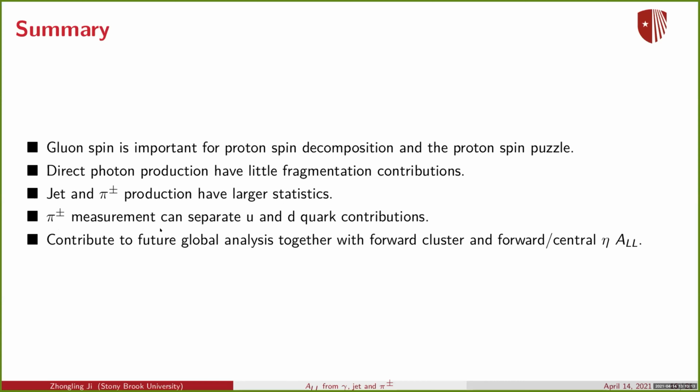Charged pion measurement can also separate the up and down quark contributions. All of this, with the forward cluster and the forward or central rapidity eta measurement, can contribute to further global analysis to constrain the gluon spin.